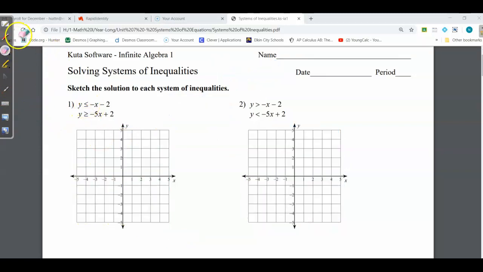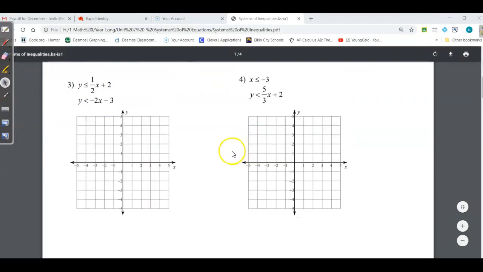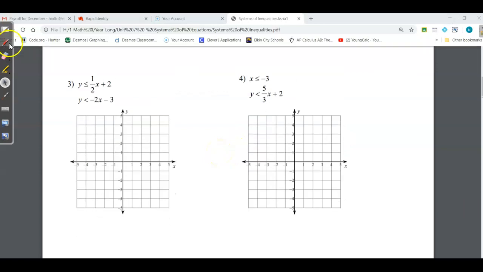Alright, let's try another. We're going to look at number 3. For this first line, I have a y-intercept at 2 and a slope of up 1 over 2. I have an or equal to sign right here, so I'm going to use a solid line for this. Then I'm going to shade below because I have less than or equal to. So let's use the blue and shade below.